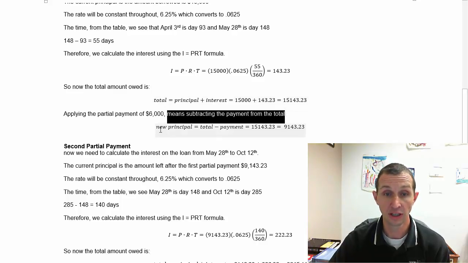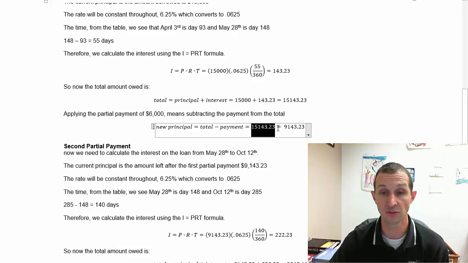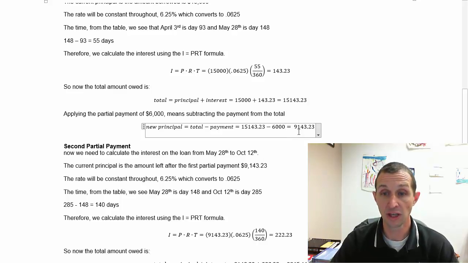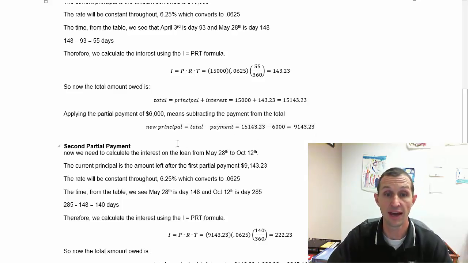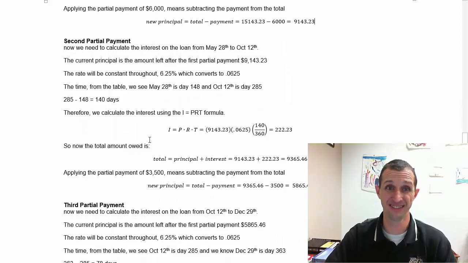Remember the total up here. So, the new principal, the new amount that they're going to owe is going to be equal to that total amount of $15,143.23 minus the payment that they made of $6,000 is going to be $9,143.23. Okay? And so that makes us happy. Unfortunately, though, we're not done.